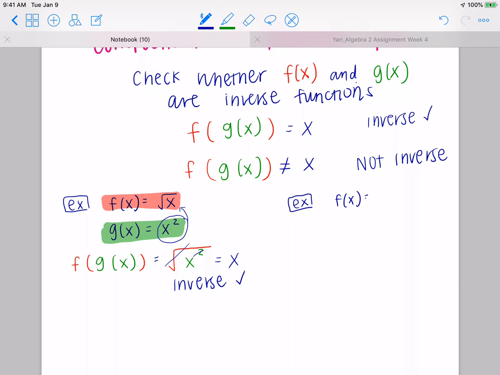So if I say f of x equals, use red, f of x equals x squared plus 5x. Okay, and then I have g of x equals, I don't know, like 2x. Actually, let me use another number. Let's use 3x. Okay, so I want to check whether they're inverse of each other.